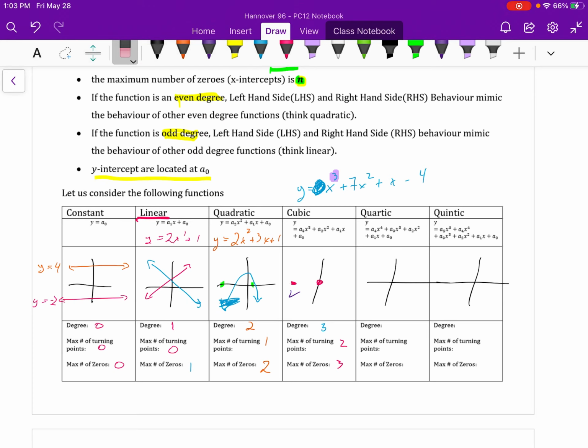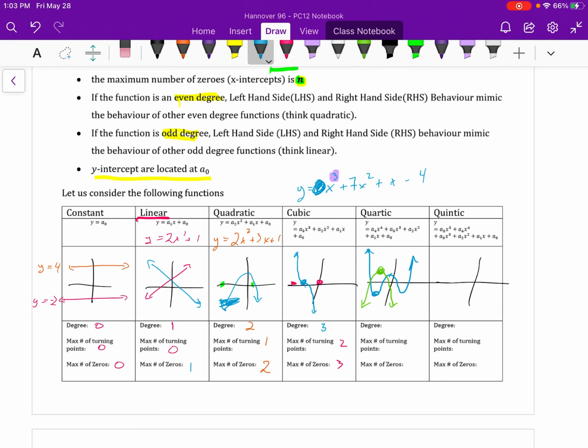Also, I'm going to try to draw another cubic for you. A cubic can also look like this. It's weird. Anyways. Now, a quartic function might look like this. But a quartic function might also look like this.